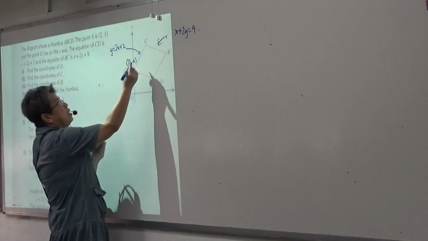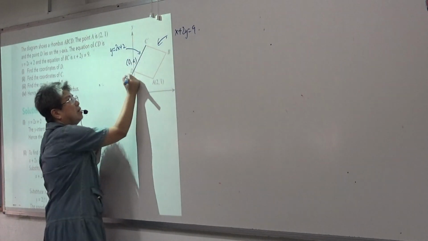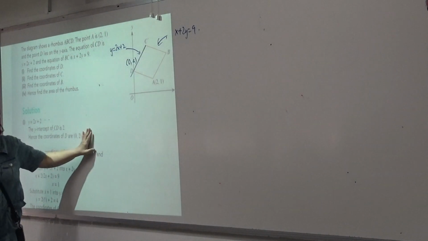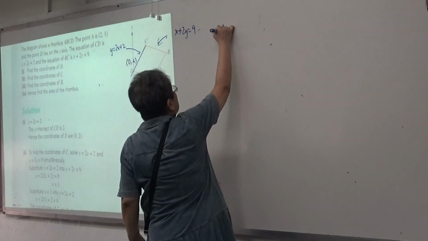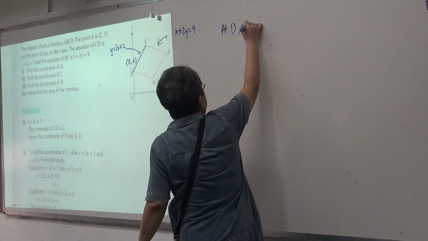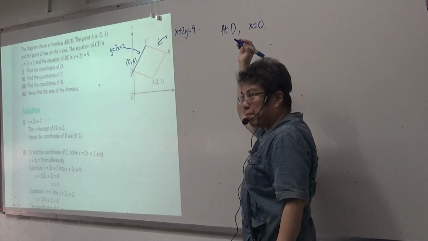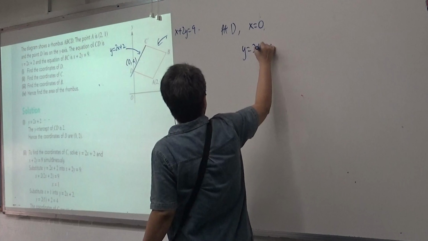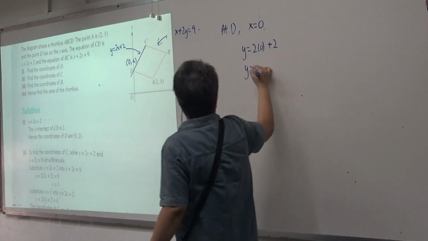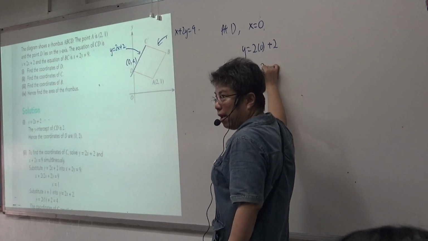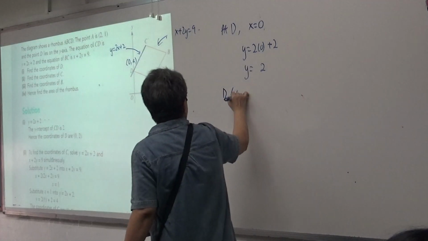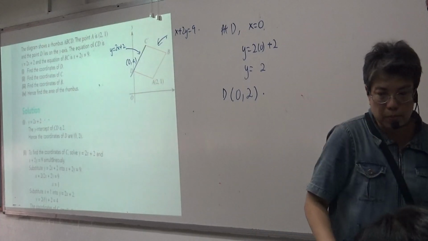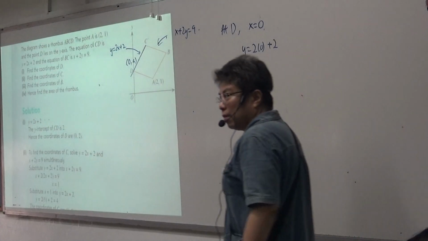Now, can you see D? Does this line cut the y-axis, right? Can you see it? Okay, so can you tell me at D, x is 0, right? Correct. So, y equals 2(0) plus 2. What is y? 2, right? So, what is the coordinate of D? (0, 2), right. Can you see it? Can you see (0, 2)?